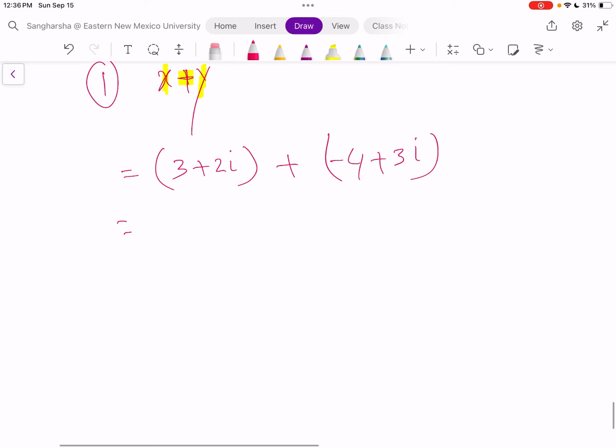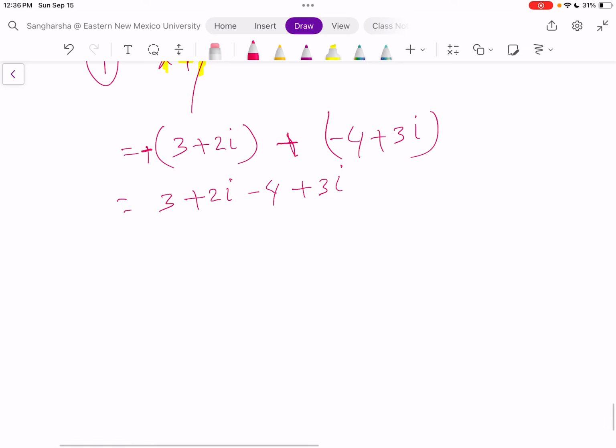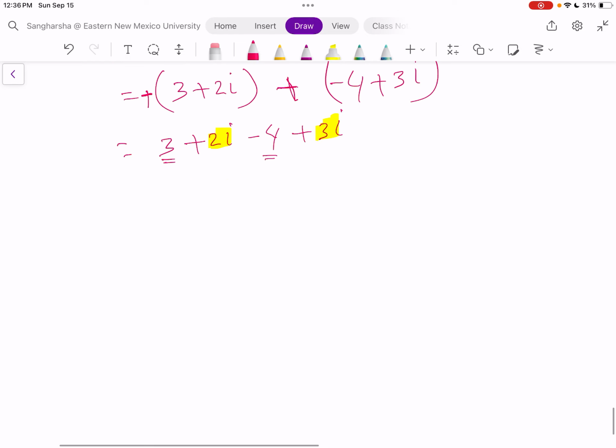Now let's get rid of parentheses. We have a positive sign in front of both parentheses, so there is no change in sign of these terms. So we copy 3 plus 2i, positive times -4, positive times 3i, that is positive 3i. So there is nothing changed. When you are adding, the sign of each expression remains the same. Now we look for the like terms. Positive 2i, positive 3i are the like terms. Positive 3, -4 are the like terms. 3 minus 4 is -1, positive 2i plus positive 3i is positive 5i. So this is the sum of two complex numbers.